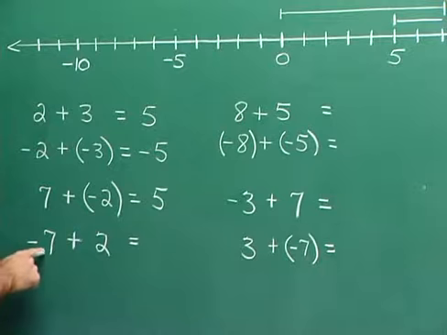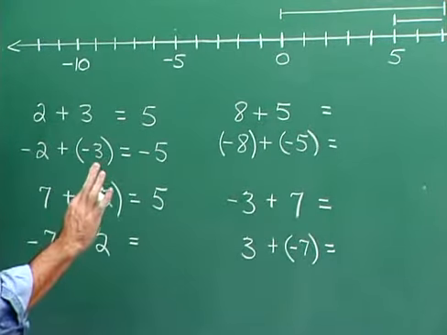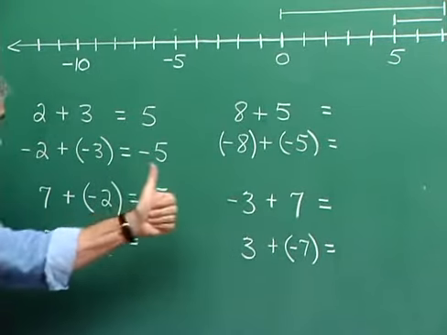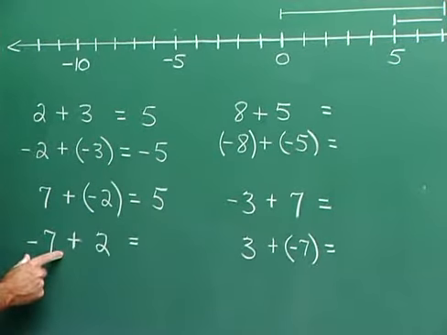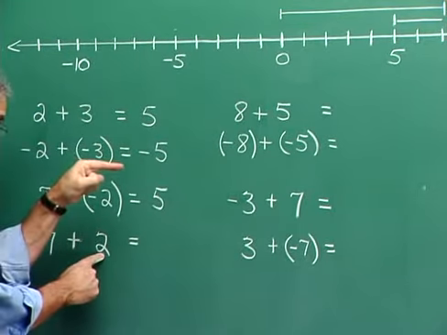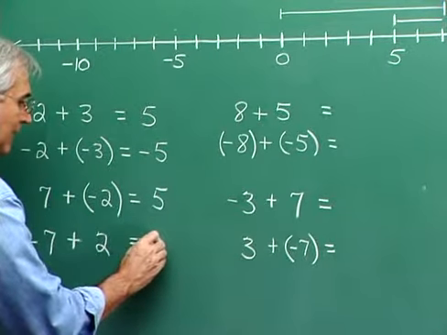All right, now what about -7 plus 2? Once again, on the number line, let's just visualize it here. We would go to -7. From 0, we would come to the left 7 units, go to -7, and then add 2 means go to the right 2. So we go to the right 2 from -7. Gee, we end up at -5.